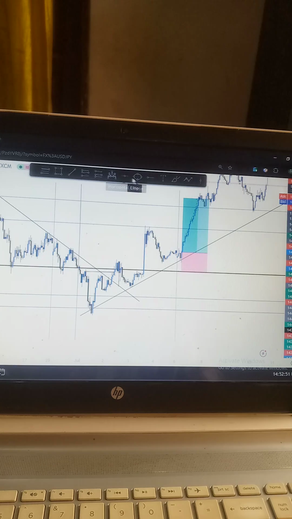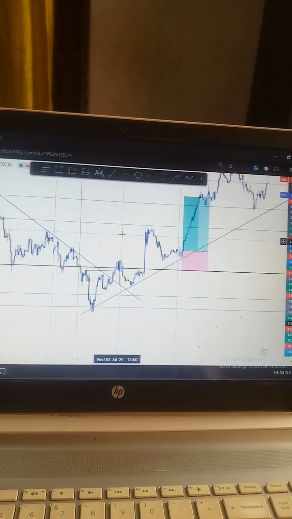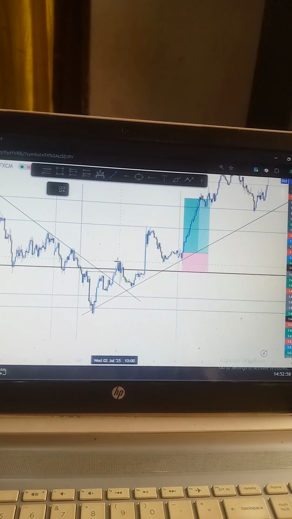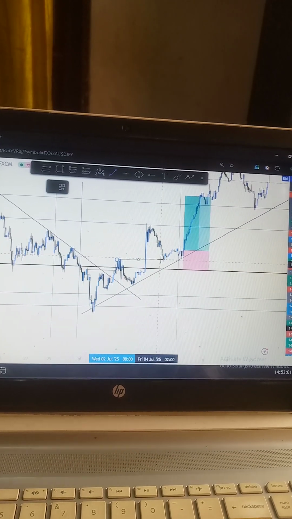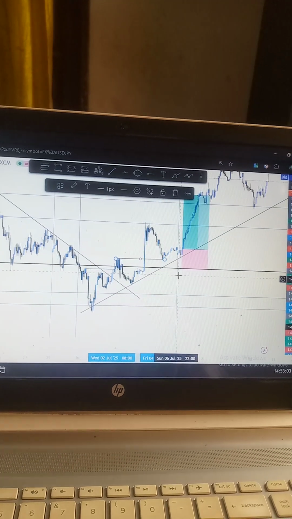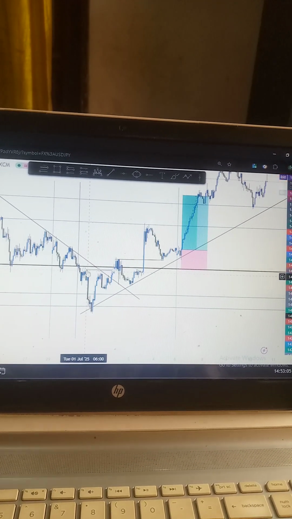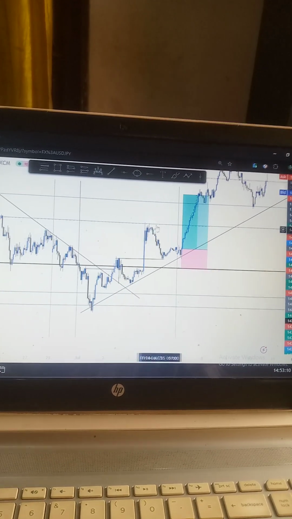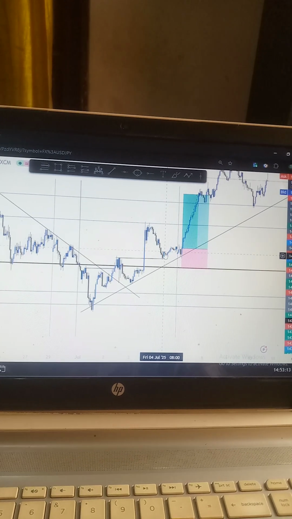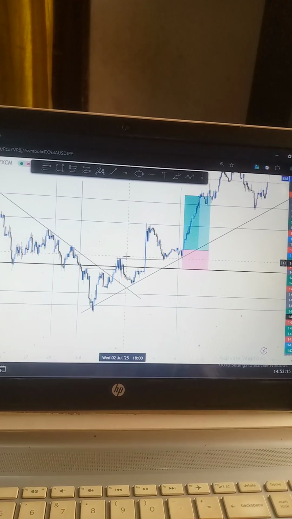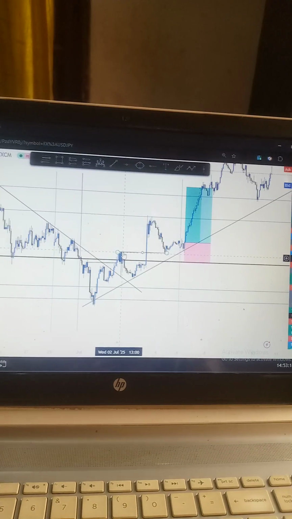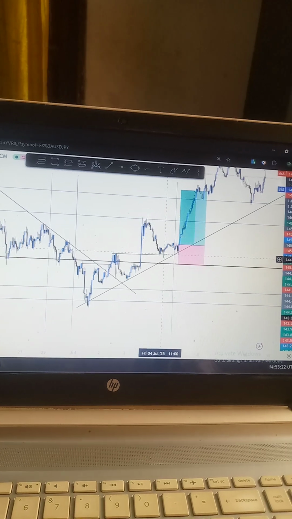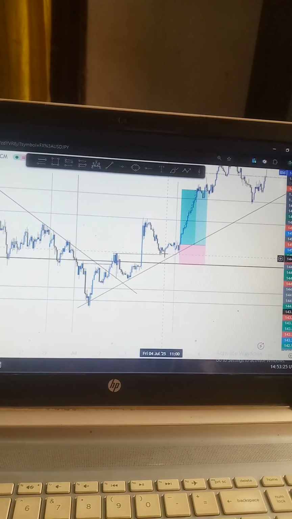So when the pullback happened, you could see that this structure also got broken. You can see that, right? So this is the first structure created, second structure created, and the market went all the way to the upside and pulled back to retest this structure. Okay, we can say that it's rejecting at a support level, right? When you are using support and resistance, you can say that.